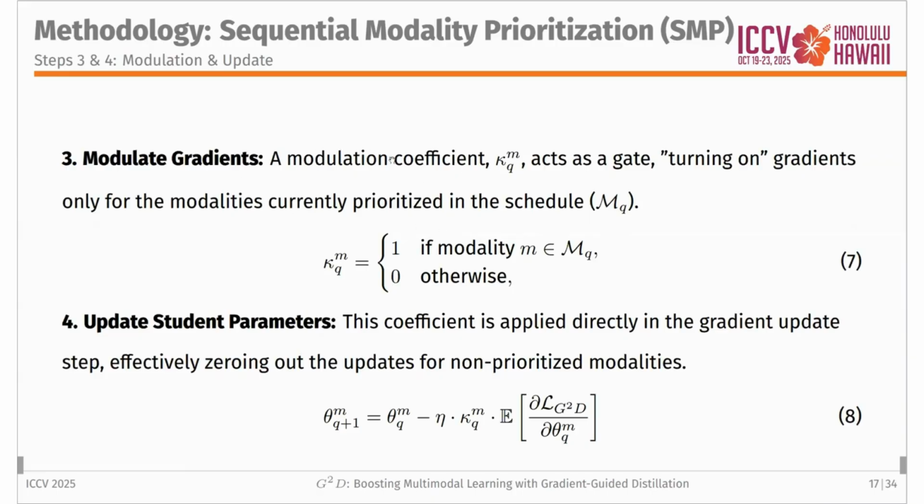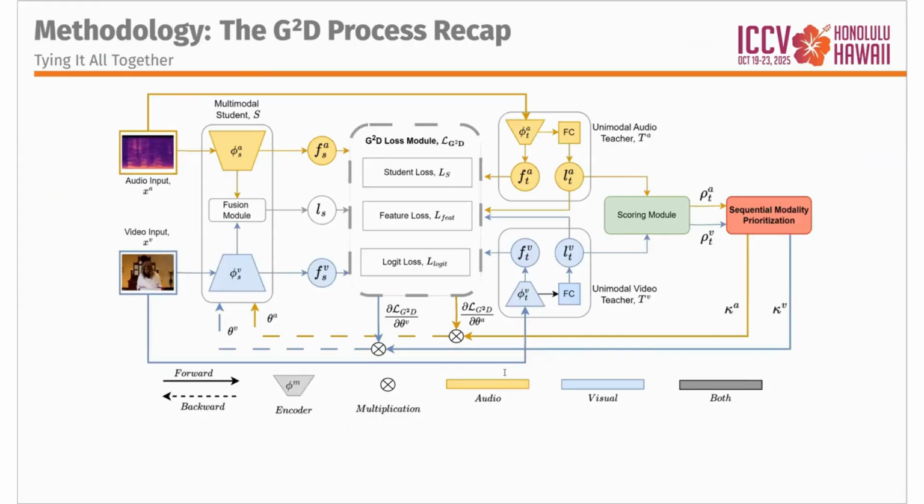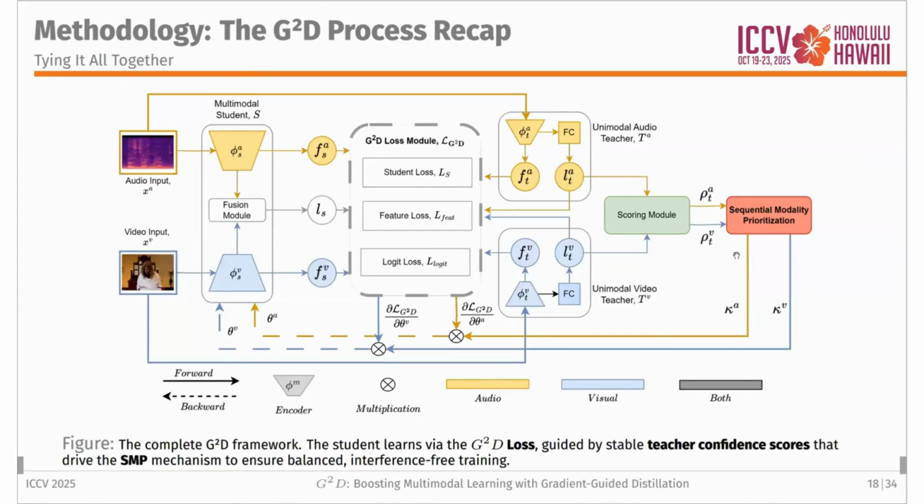How do I do that? We do it using the modulation coefficient. We basically assign 1 and multiply it to the gradients so that the gradients can flow to the least confident modality, and we make the gradients of all other modalities 0. And how do we do it? We do it using step 4, which is updating student parameters. So we calculate the gradients for the unimodal encoders of the multimodal model, and we multiply the gradient modulation coefficient. So if it is 1, the gradients are allowed to flow. If it is 0, we prevent the gradient flow. So in this way, we prioritize the modalities.